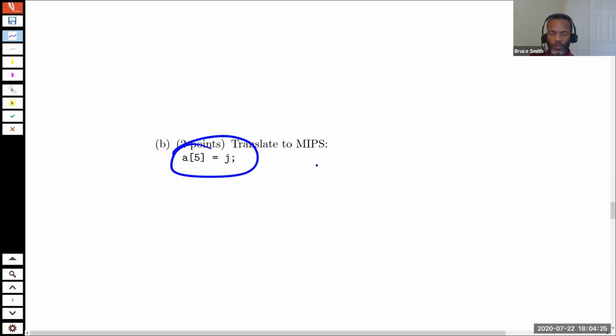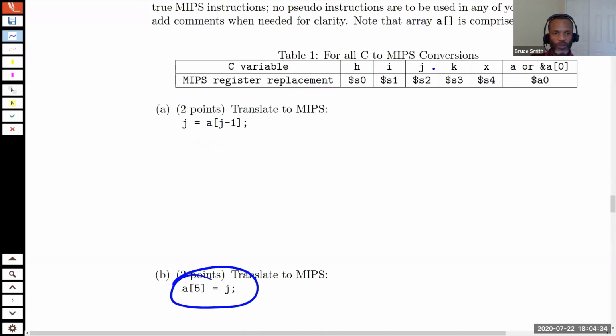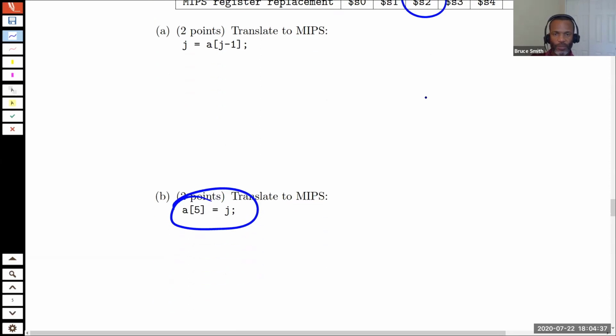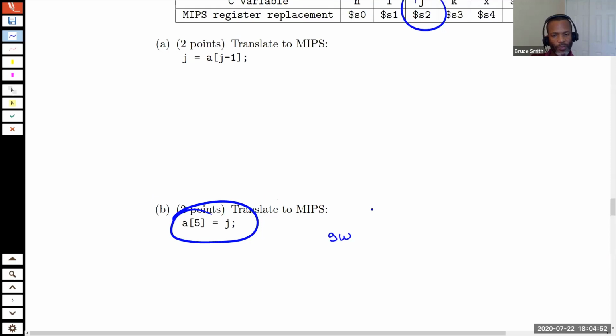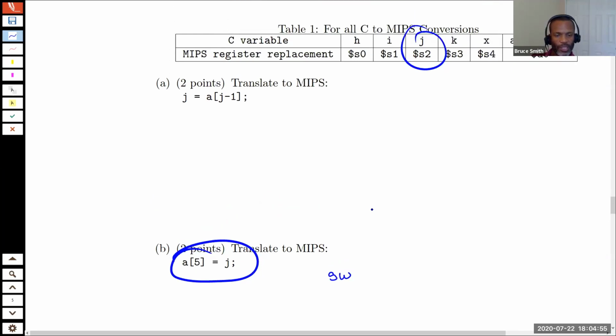So this one right here, translate to MIPS. A sub 5 is going to be set to J. You're given that J is stored inside of register S2. So I'm doing this one because this is a little bit easier. So what I'm going to do is a store word. And where will I store it? Store word takes information and stores it going from the left to the right. So I'm going to store J, which is S2, and go put it into an address.